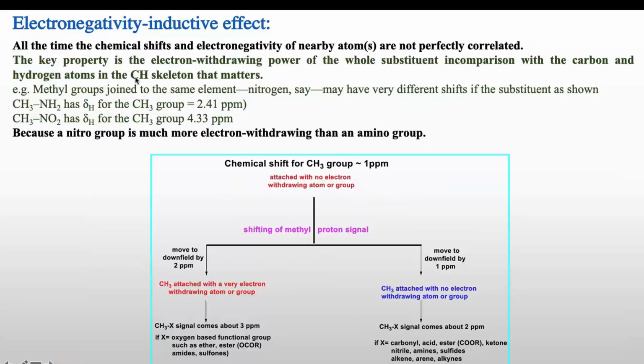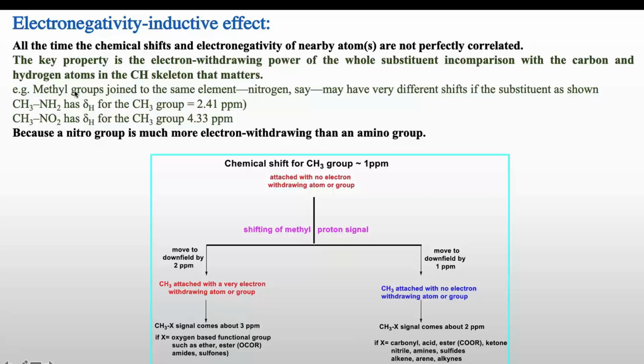Now, it is not always the case that chemical shift value and electronegativity of nearby atoms are perfectly correlated. The key property is the electron withdrawing power of the whole substituent in comparison with the carbon and hydrogen atoms in the CH skeleton. So it is not only an electronegative atom connected to the carbon; it can be a whole group pulling electron density from the proton.